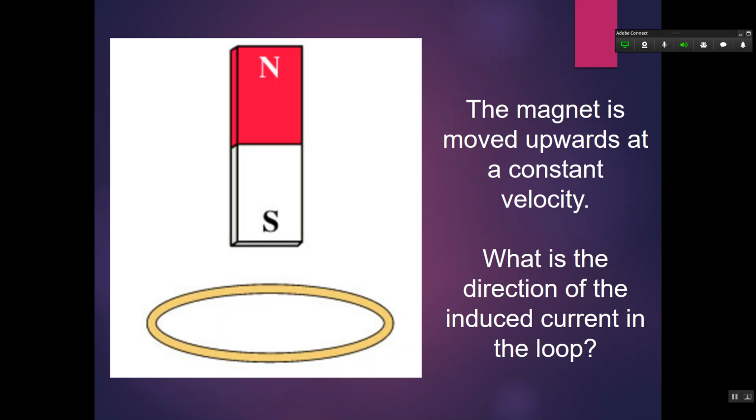Okay, so let me restart. All right. So your question is the magnet is moved upwards at a constant velocity. So this is moved upwards. So first it's close to it, and then it's far away from it. Okay, and a magnet is always going to have magnetic field. I only drew four because I don't need to draw more, but there are many.